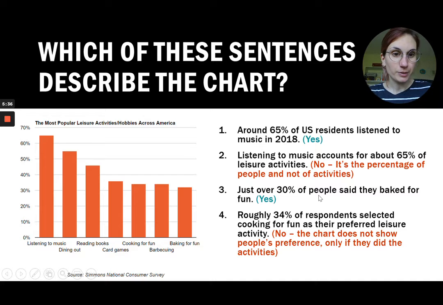3, just over 30% of people said they baked for fun. Yes, just over 30% here. 30% bake for fun here. Just over, so a little bit over. That's it, fine. And 4, roughly 34% of respondents selected cooking for fun as their preferred leisure activity. No, we covered this. This is not about preference. So the chart does not show people's preference, it is only showing if they did the activities or not.